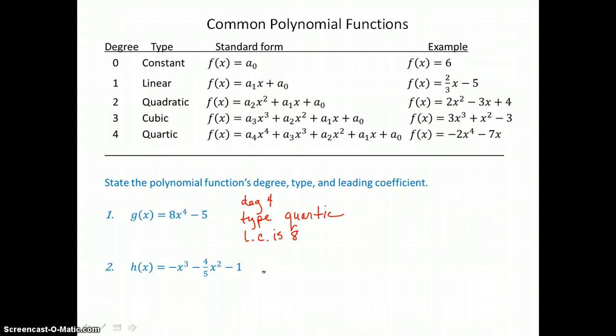Okay, in h of x, we have a degree of 3. We have a type, because of degree 3, the type is cubic. It's a cubic trinomial because there are 3 terms to this polynomial function. And the leading coefficient is negative 1.